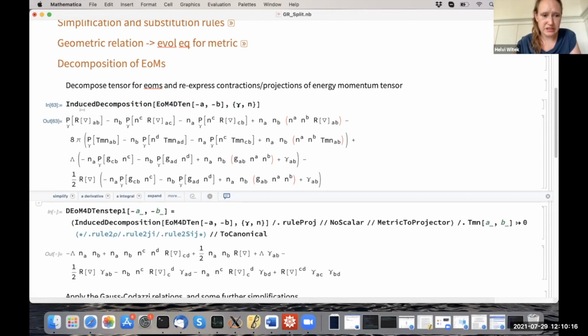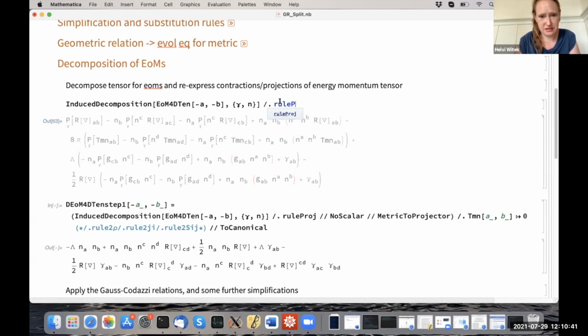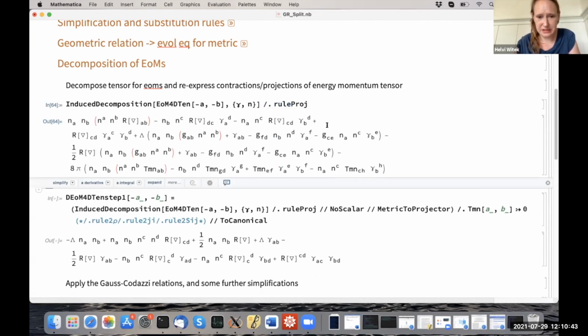For example, the Ricci tensor is fully projected with the three-metric here. Here, one of the indices is contracted with a normal and the other one is projected, and so on and so forth. Now, I personally don't like this output very much. That's why I've defined a rule where I replace this projector directly with a three-metric. So this writes out explicitly the projector in terms of gamma ij.